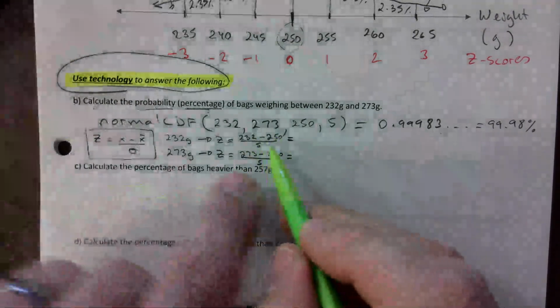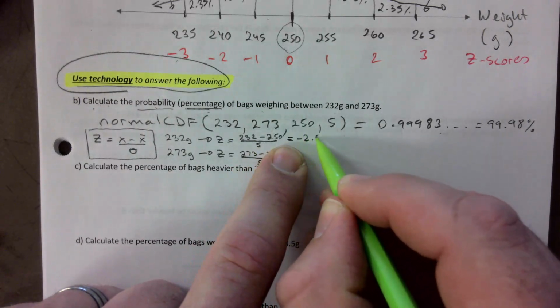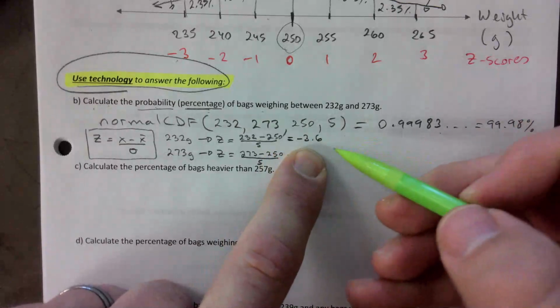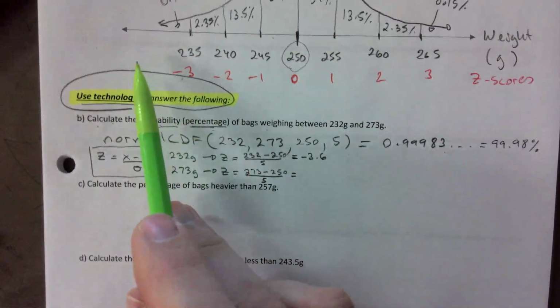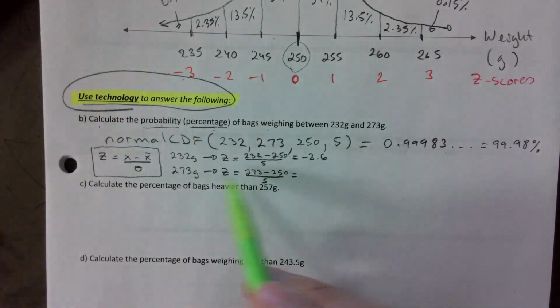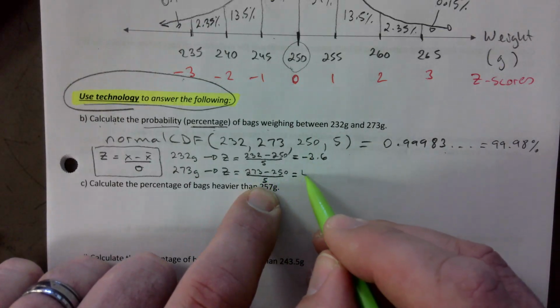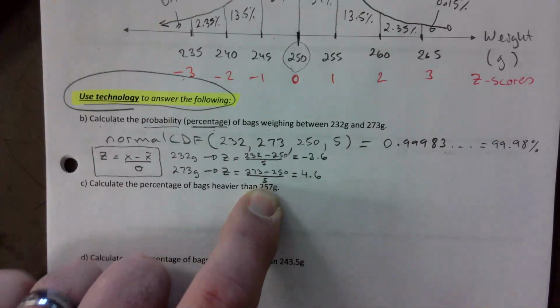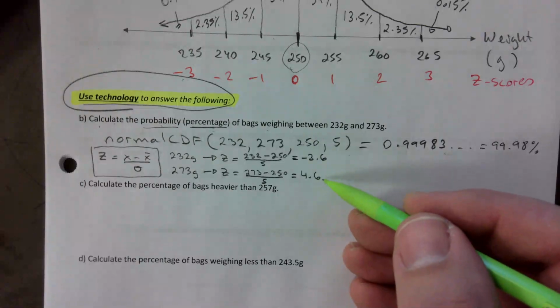Anyway, so if we do this one, I'll just give you the answer for now. That gives you negative 3.6. Mr. Dixon, negative 3.6. How's that possible? It is. It's just way out here somewhere. The z-score for 273, if you calculate that, you get 4.6. Say what? 4.6, is that possible? Yes, it is.